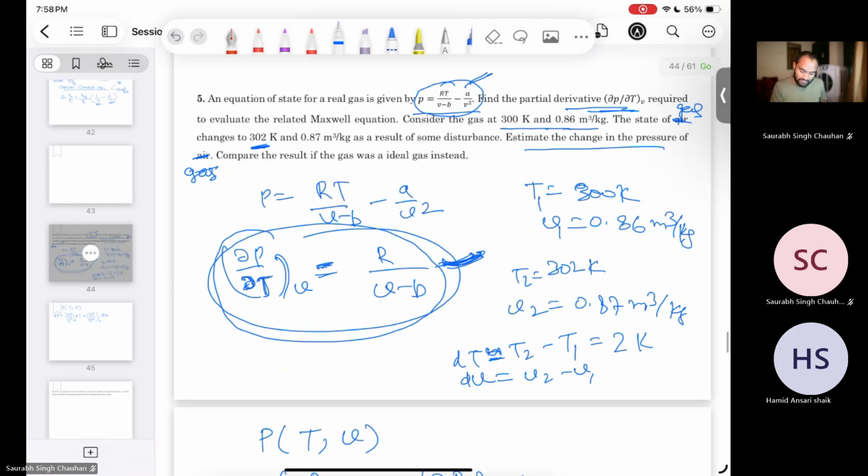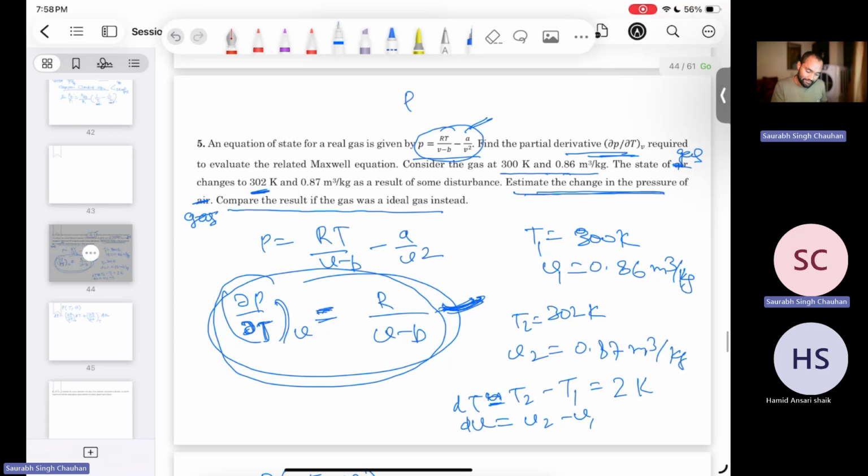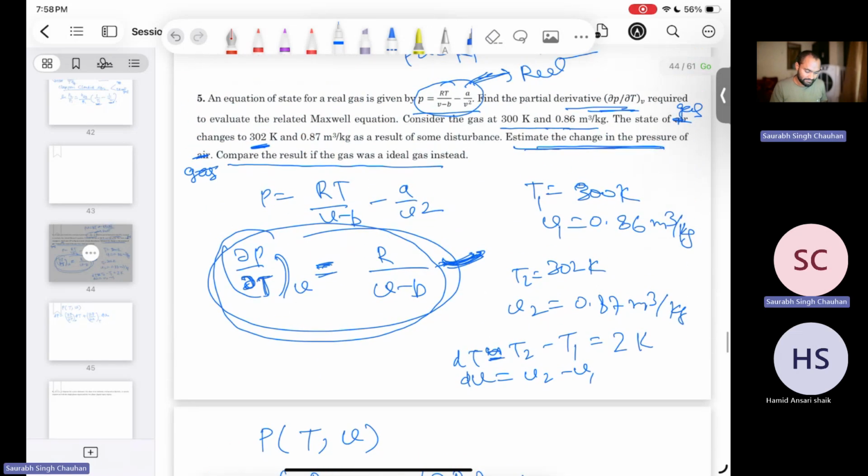Another part is saying estimate the change in pressure of the gas, which we will calculate. It is saying to compare the result if the gas was an ideal gas. So for an ideal gas, we will have PV = RT. Instead of this real gas equation, we will use the ideal gas equation, and you can calculate and check how much the change is.